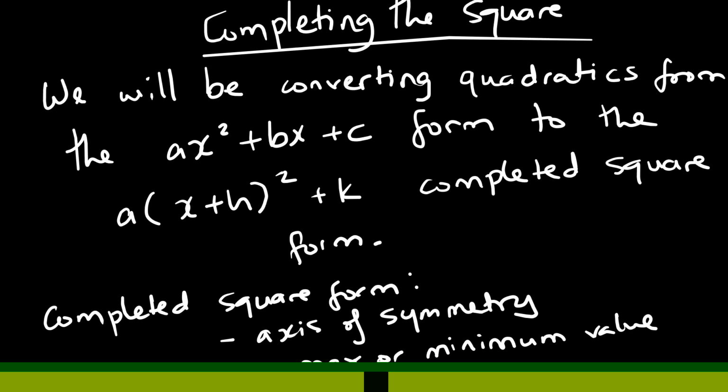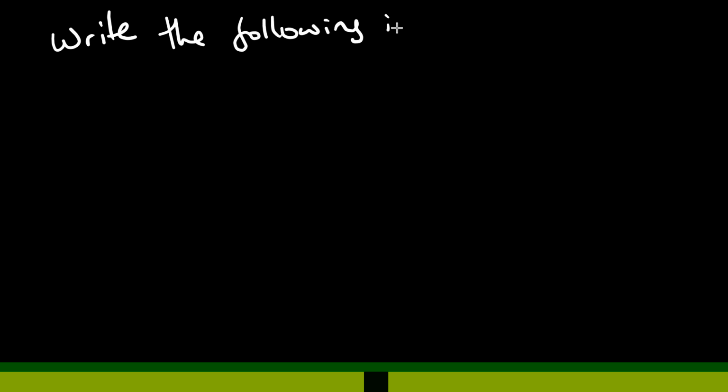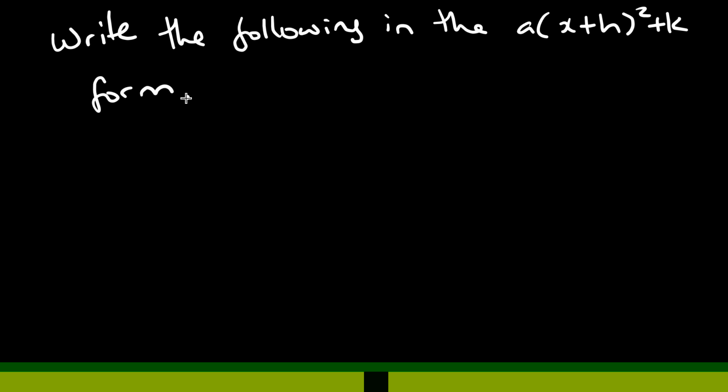Now, questions that relate to the completed square form tend to start with, right? Wow. Let me see whether or not you're seeing what I am seeing. All right, let me clear this page for a second and create a new page, because I wasn't seeing what I was writing. So, write the following in the a open bracket x plus h all squared plus k form. That's how some of these questions will look, right?